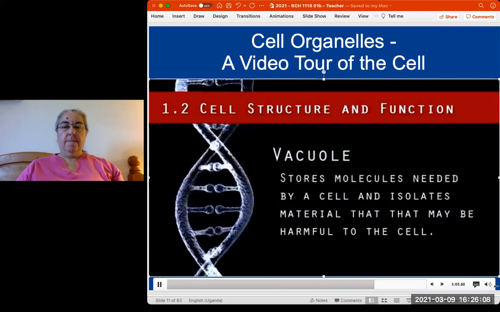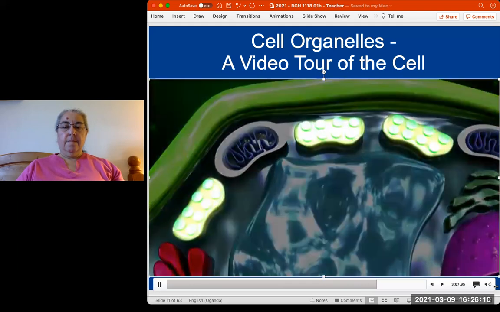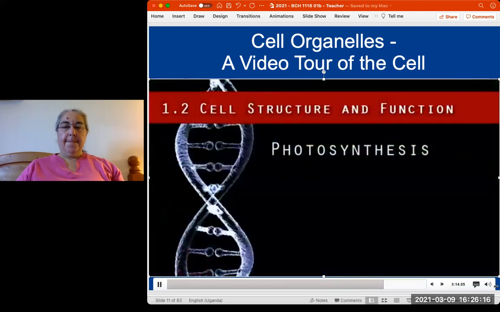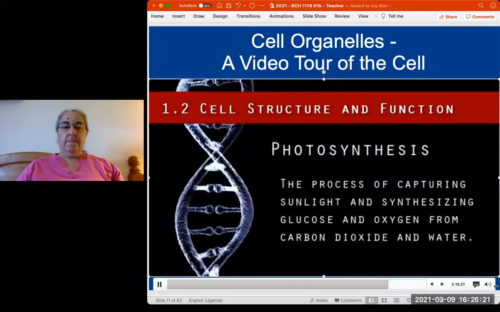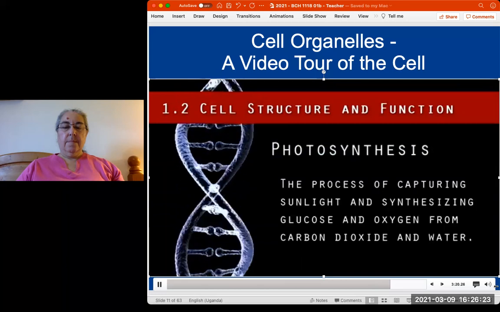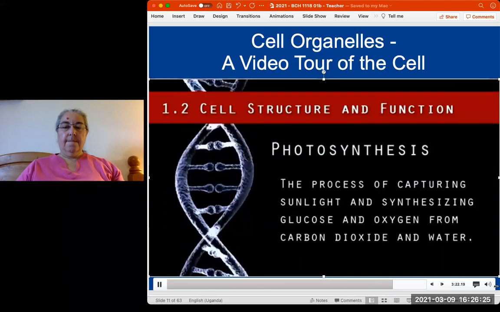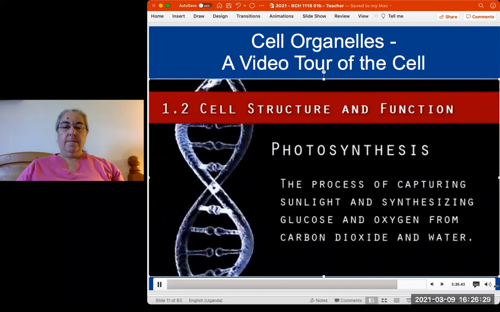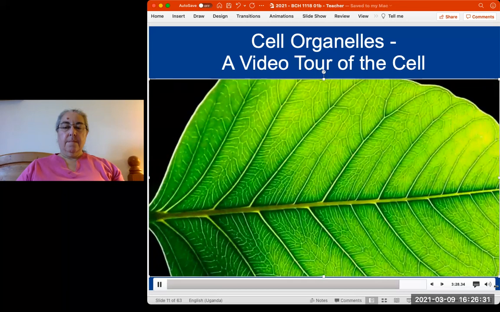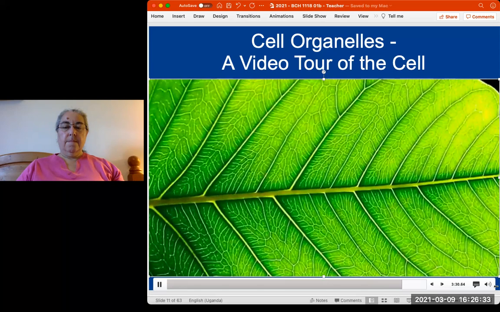The final difference is plant cells have an additional organelle called a chloroplast. The chloroplast is the site of photosynthesis in a plant cell. Photosynthesis is the process of capturing sunlight and synthesizing glucose and oxygen from carbon dioxide and water. Photosynthesis is one of the most important biochemical pathways since nearly all life on Earth depends on photosynthesis as a source of energy.